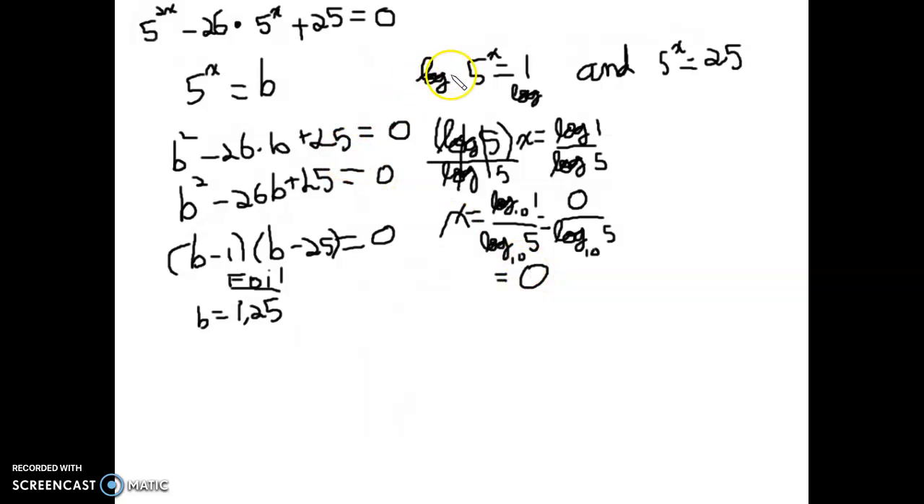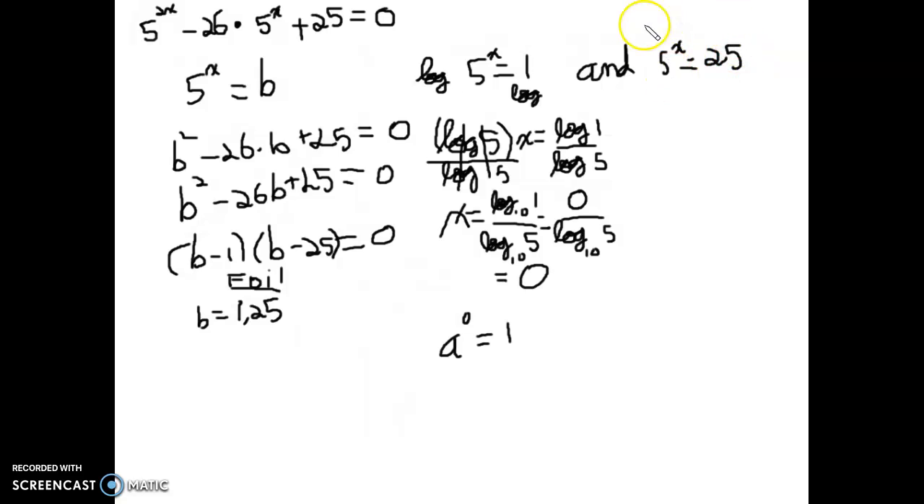So for 5 to the power of x is equal to 1, x must be 0 in this case, and we can see that it would yield 1, because anything to the power of 0 will always be equal to 1, no matter what. Even if you have a billion to the power of 0, a trillion to the power of 0, it'll always be equal to 1.